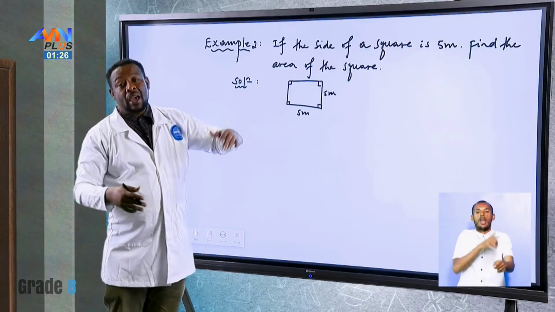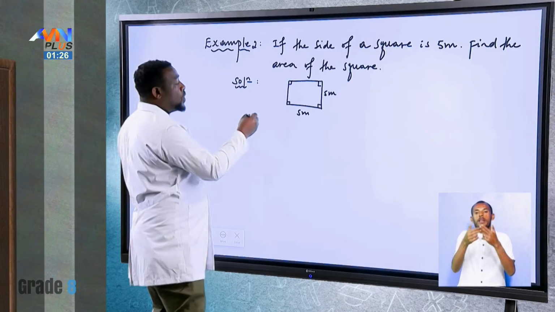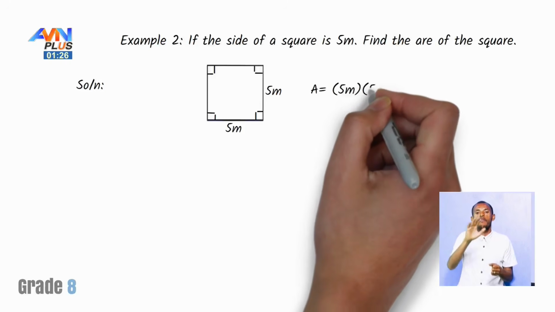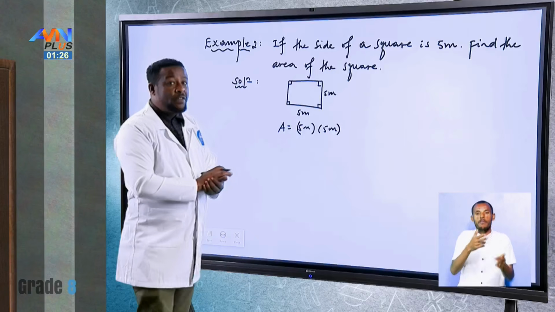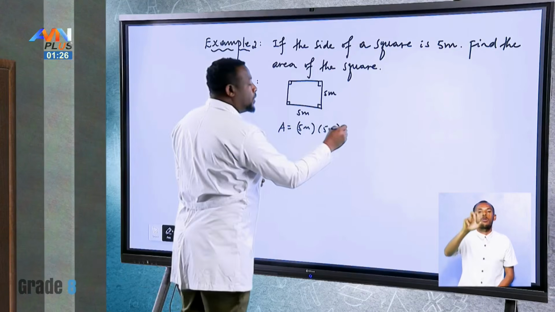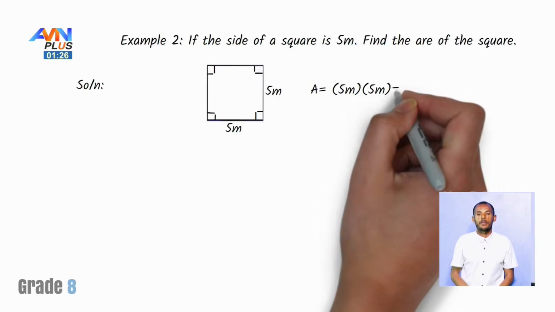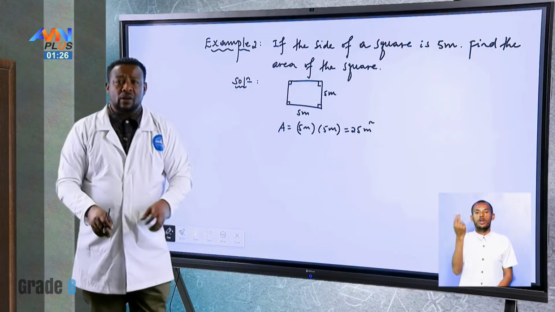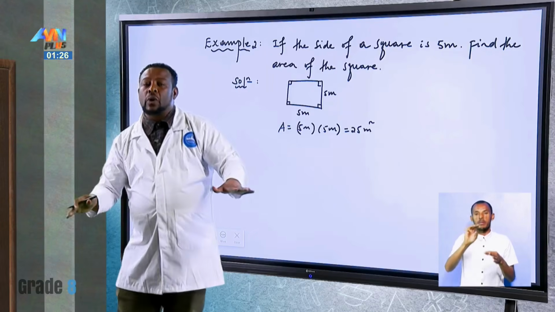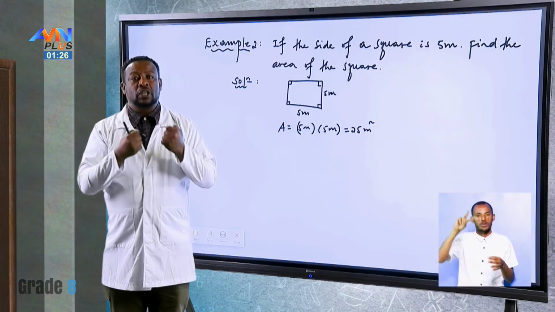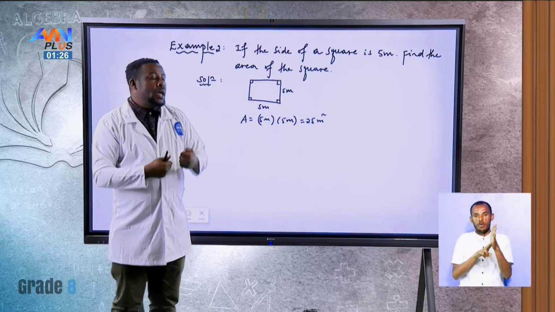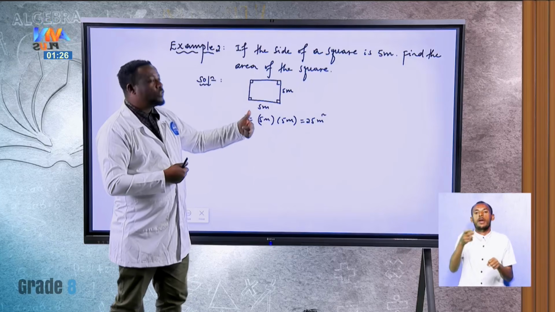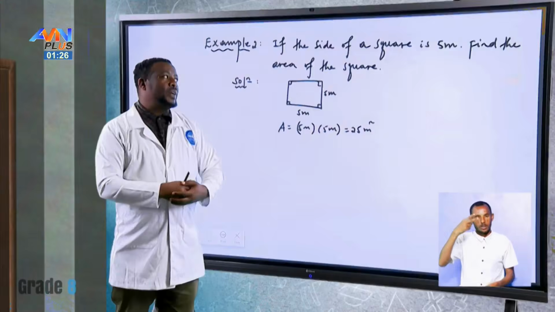So the area of this square can be calculated by multiplying the length and the width. That means you multiply side by side. So the area becomes 5 meter by 5 meter. Okay, 5 times 5 is 25. Meter by meter is meter square. We usually use meter square or centimeter square or kilometer square to describe the unit of that quantity. So the area of the square becomes 25 meter square for this specific example.